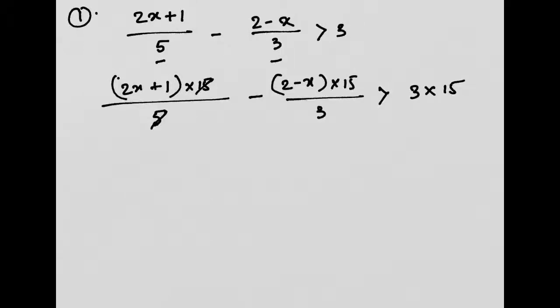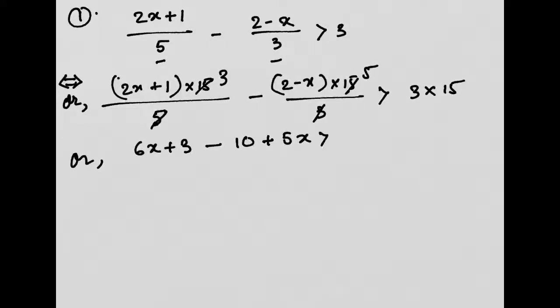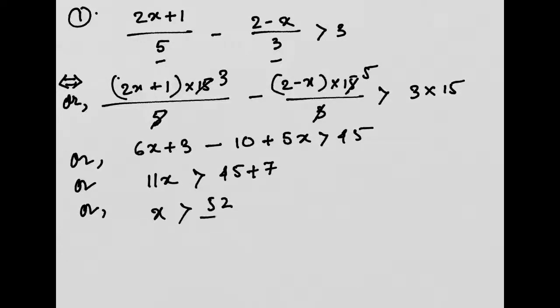So, cancelling out the common factors, you can write it over here. We get 3(2x+1) minus 5(2-x), which gives 6x + 3 - 10 + 5x greater than 45, or 11x greater than 45 + 7. Like equalities, here it is -7, and when it goes to the right hand side, it is +7. So x greater than 52 by 11.